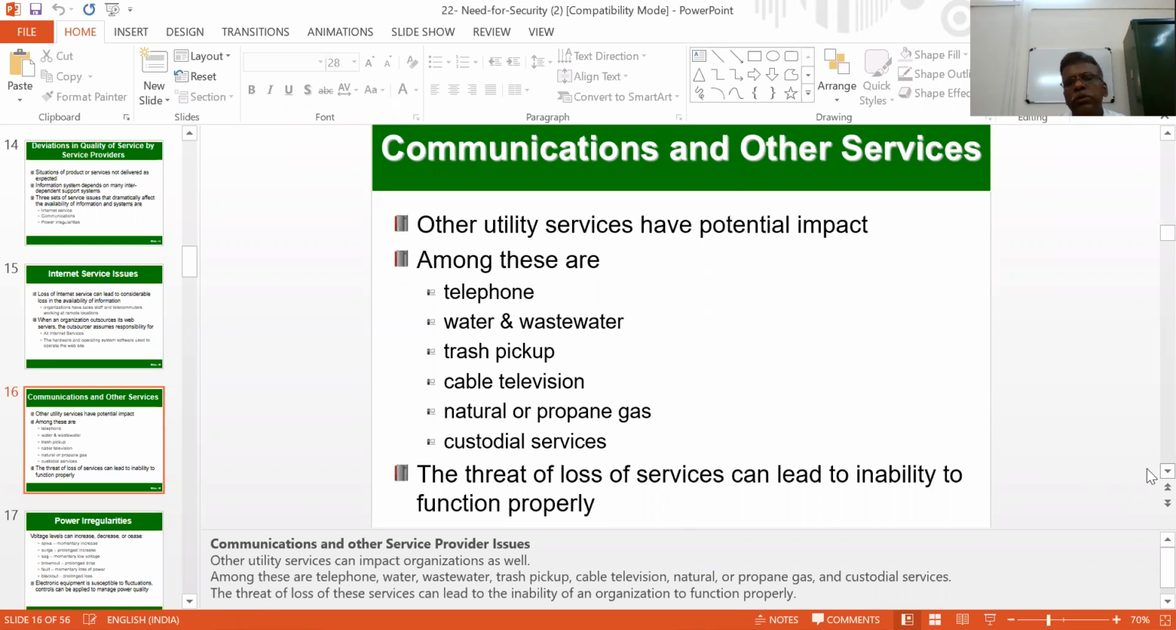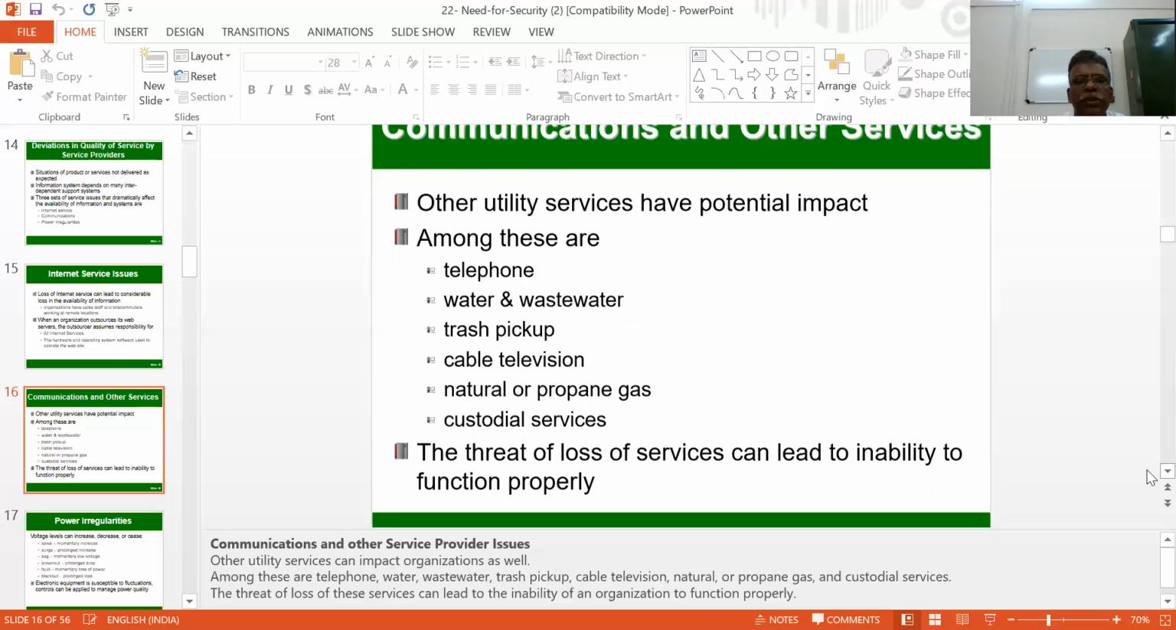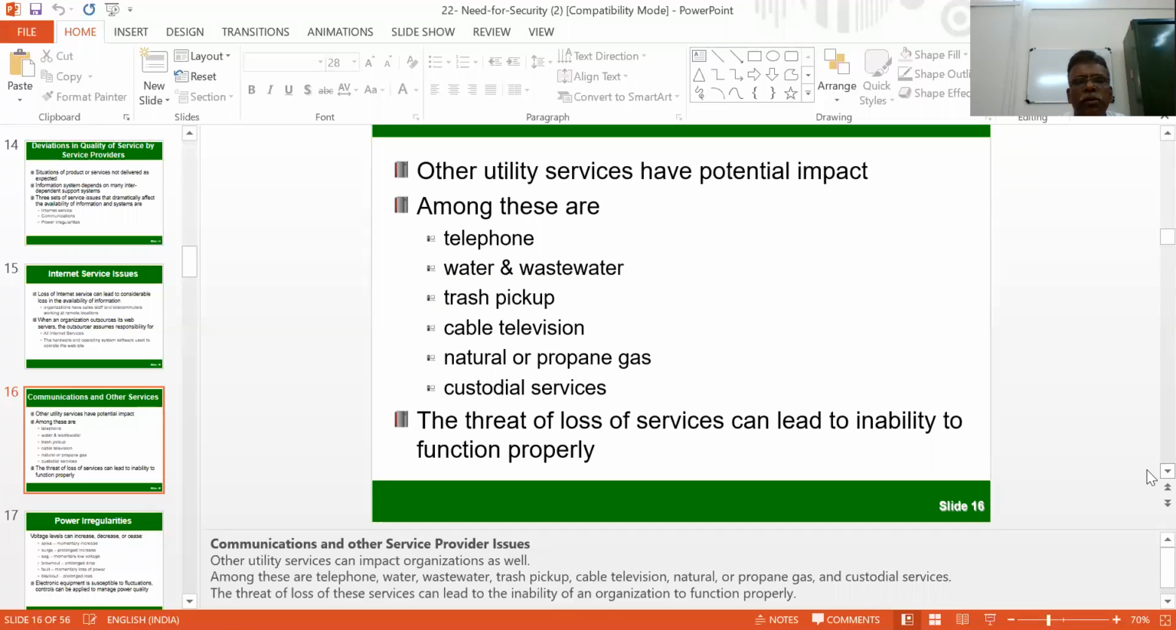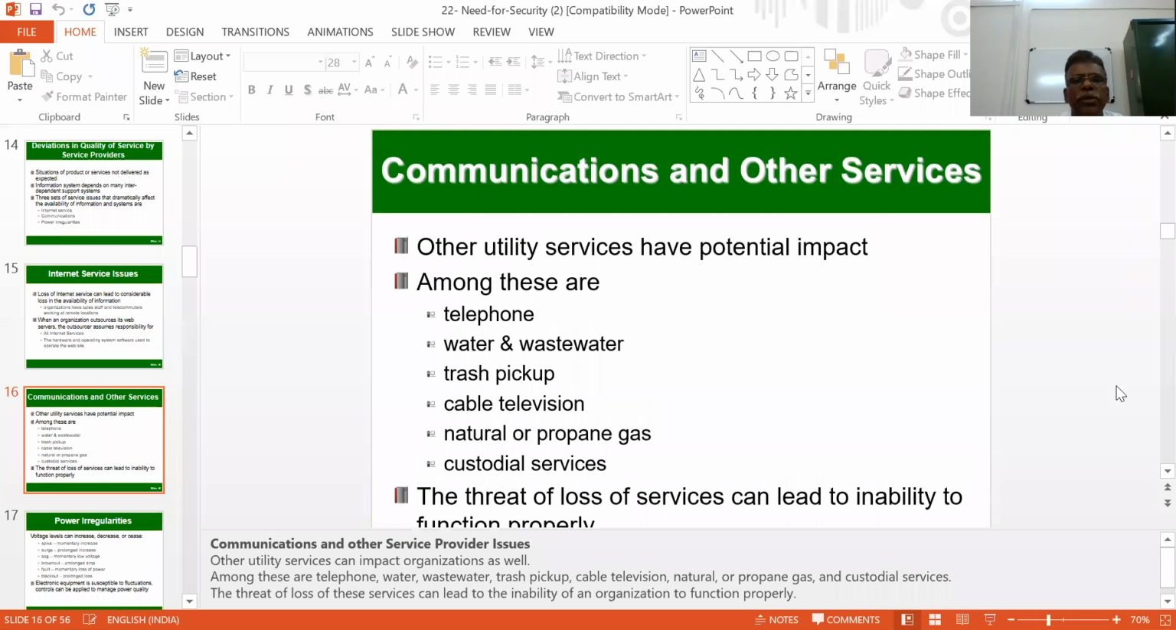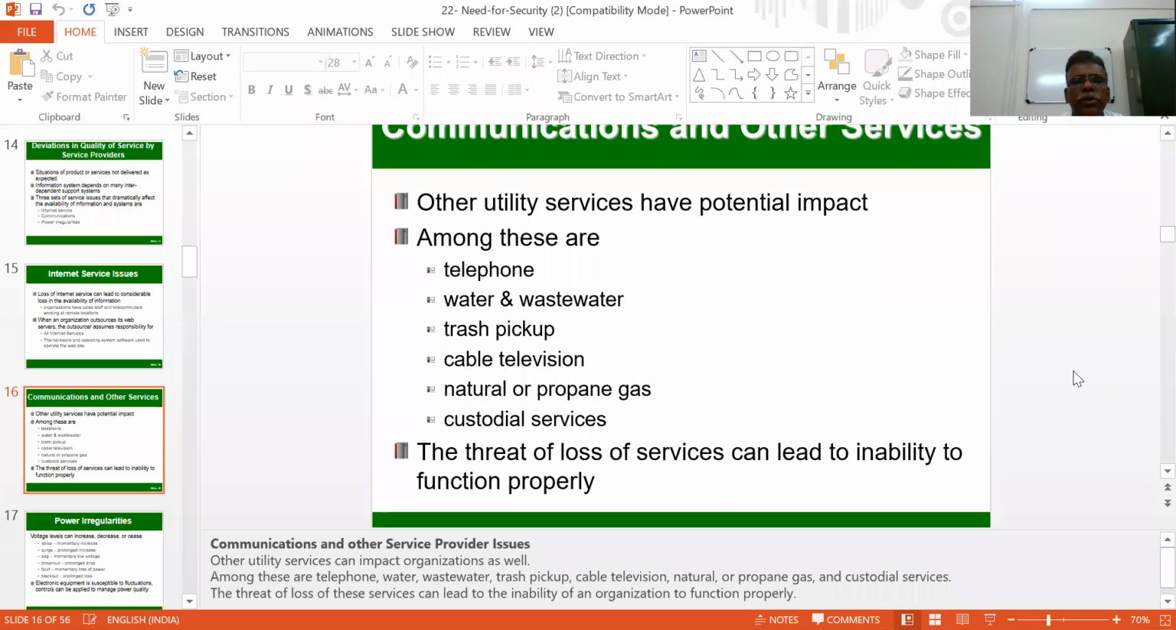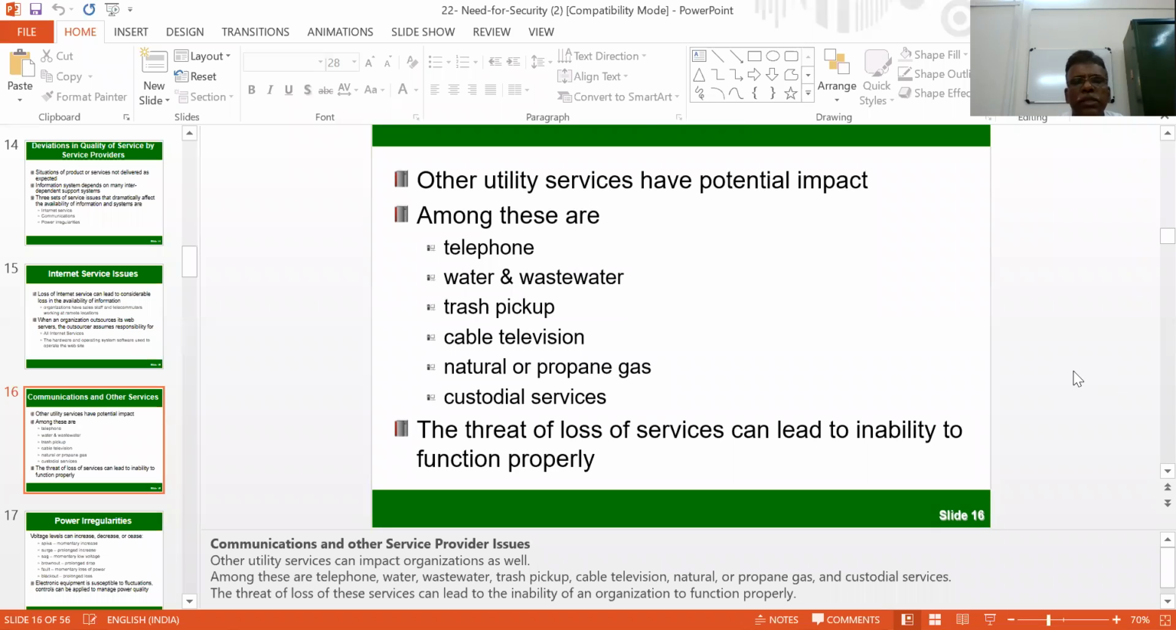Suppose if any sort of industry is in and around, how is it going to affect or impact the organization, and the custodial services, who are the responsible persons in and around the authorities? These are all the properties related to communication, the other services which are going to be a threat. Threat of loss of services leads especially to inability to function properly.